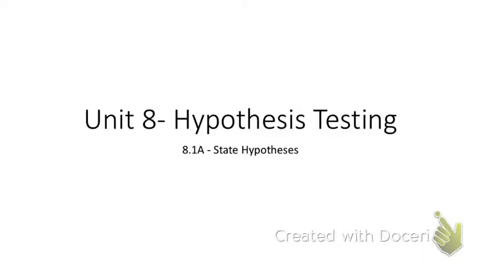So last unit was all about confidence intervals. We did it with 3 types of data. So we had proportions, confidence intervals, means using T, and then means using Z. And what were the differences between means using T and Z? Yeah, sample versus population standard deviation. So T went with sample and Z went with population.